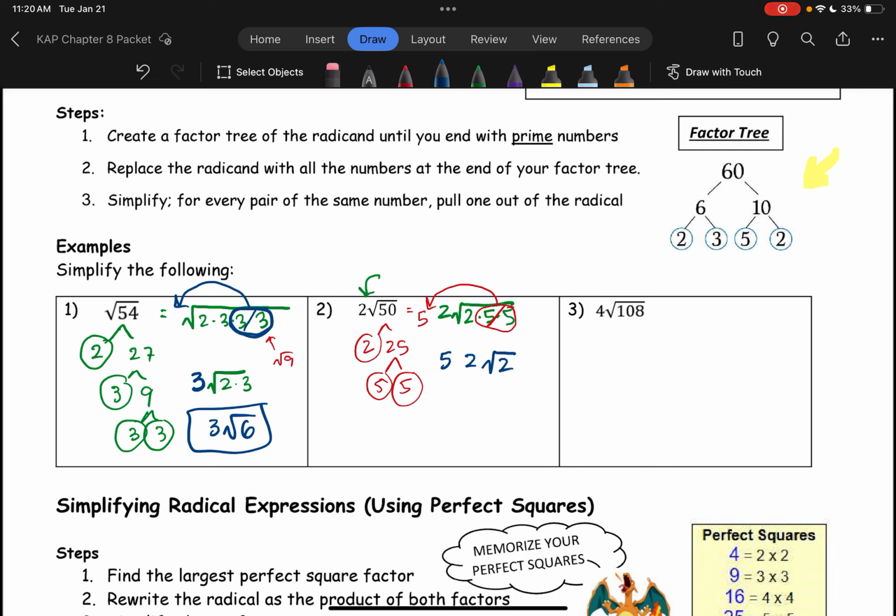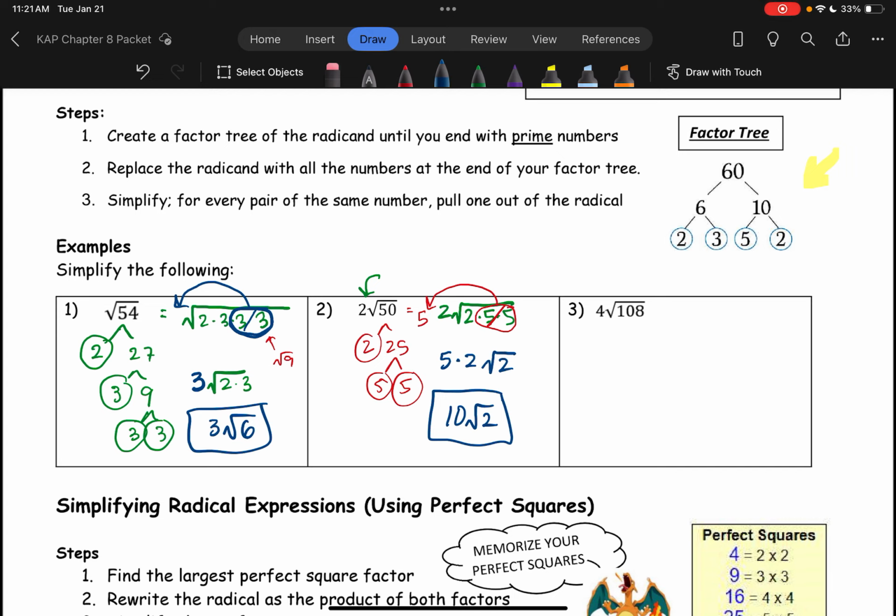So what you might be wondering right now is, what am I supposed to do with the 5 and the 2 outside the square root? If you have multiple items coming outside of the square root, it's understood that we're going to multiply those values together. So this becomes 5 times 2, which would be 10. And 10 square root of 2 would be our simplified form for 2 root 50.